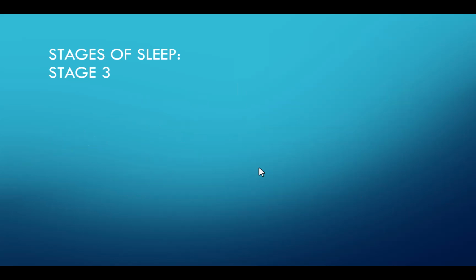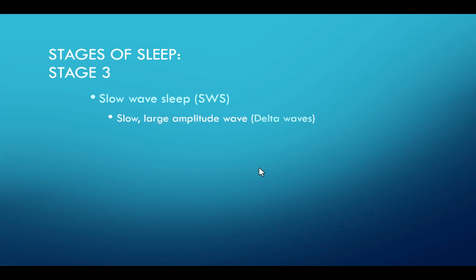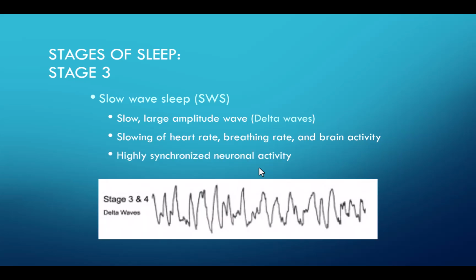As we move into stage 3 sleep, it's also known as slow wave sleep, and it's characterized by slow, large amplitude waves called delta waves. The heart rate slows down, our breathing slows down, our brain activity slows down, and we have highly synchronized neuronal activity. Sometimes it's distinguished into 2 stages, where stage 3 has less than 50% delta waves and stage 4 has more than 50%, but more and more often you see it just considered one stage, stage 3 sleep now. Again, also known as slow wave sleep.